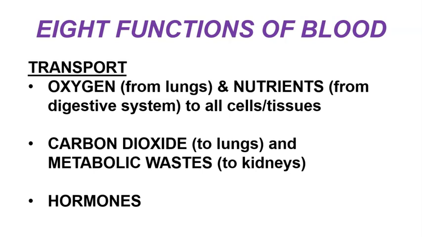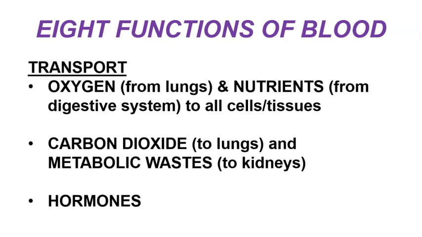Blood also transports carbon dioxide, which is a gas waste product that comes from the breakdown of glucose, to the lungs where it is eliminated during exhalation. Blood also transports metabolic wastes, which come from the breakdown of proteins and lipids, to the kidneys, where those metabolic wastes can be eliminated in the urine.